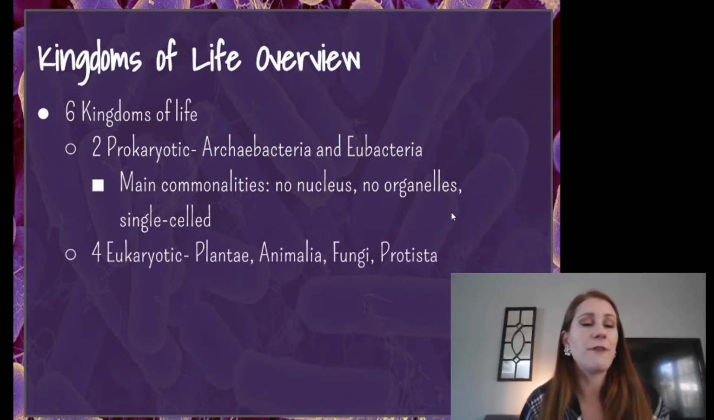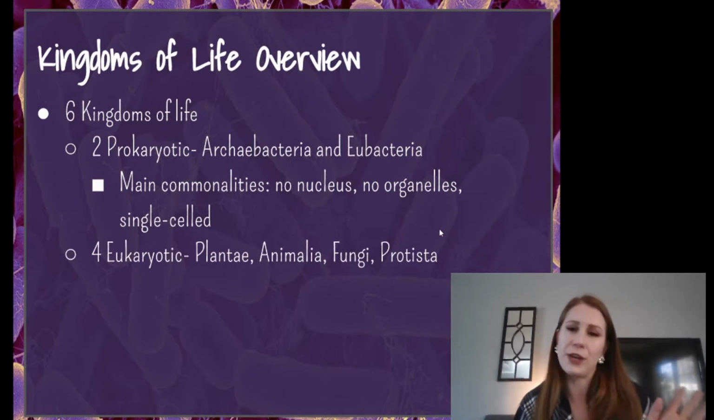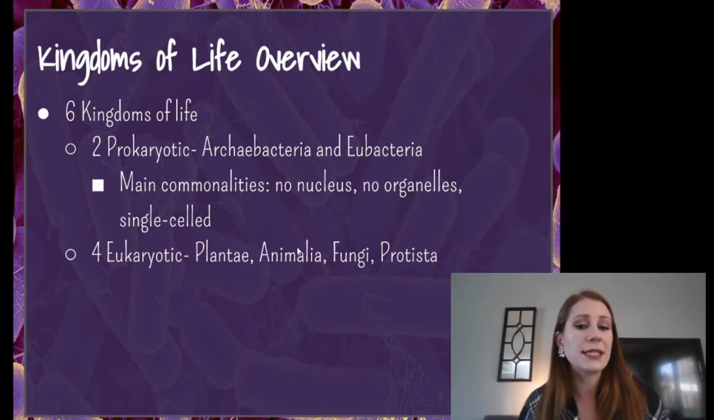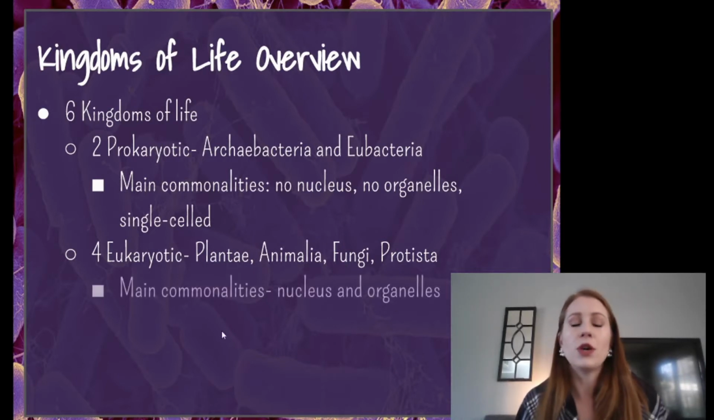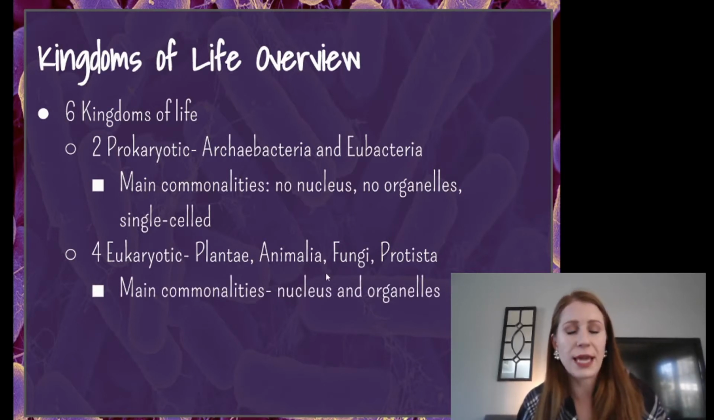Our other 4 kingdoms of life are eukaryotic. We will talk about them in the next video, not this one, but those would include plants, animals, funguses, and a group called protists, which are kind of strange, and they're just all the other eukaryotes, basically, the ones that don't fit into the plant, animal, and fungus groups. Eukaryotic organisms have a nucleus and organelles. Our eukaryotic organisms all have a nucleus and organelles. So that's a big difference between our eukaryotic kingdoms and our prokaryotic kingdoms, is that they do have nucleus and organelles where prokaryotes don't.